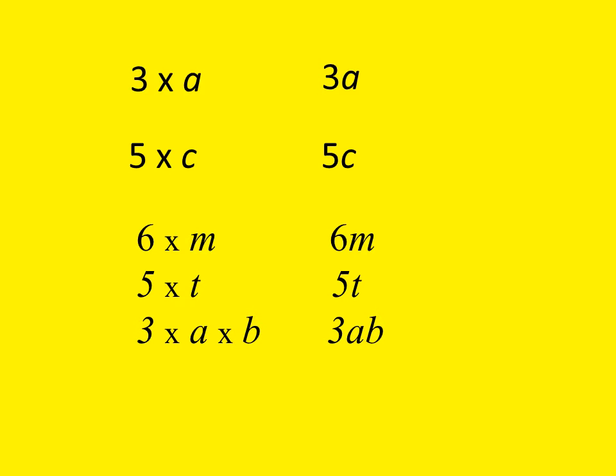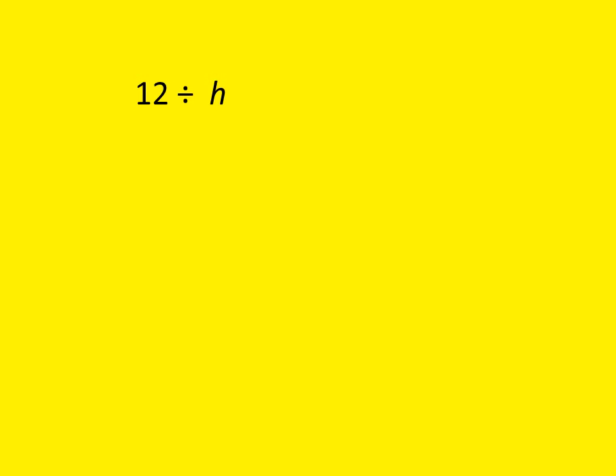So 6 times m, we would just write as 6m, 5 times t as 5t, and this one, 3 times a times b, we just write as 3ab. And you have to know that when it's just written like that, they actually mean multiplied by. Another thing I want you to get used to is actually division.